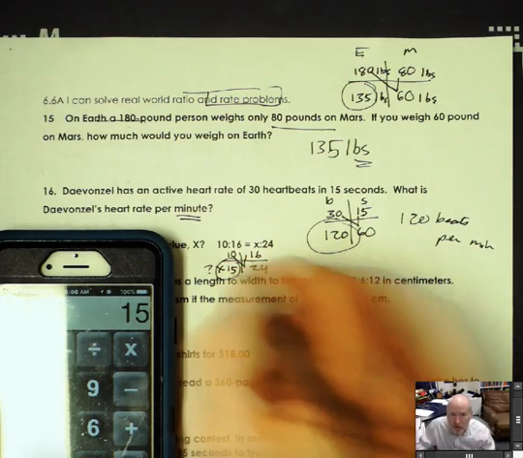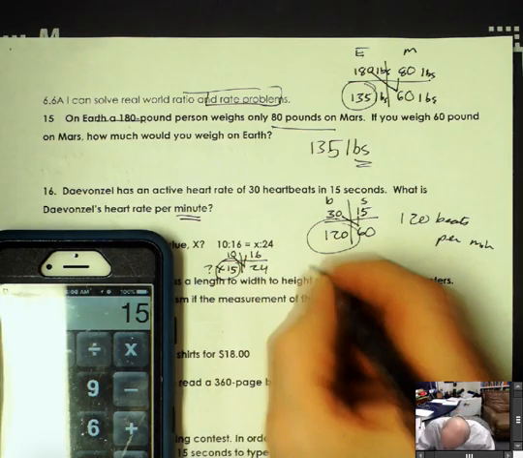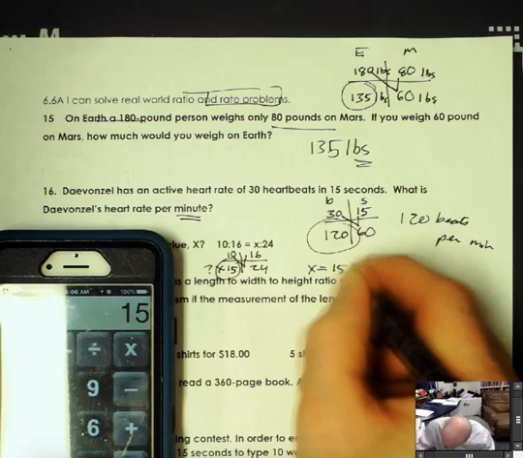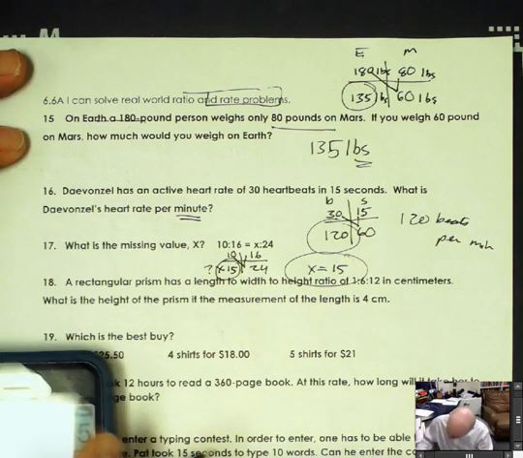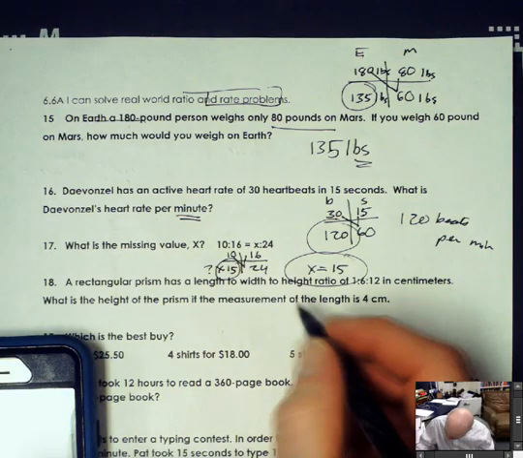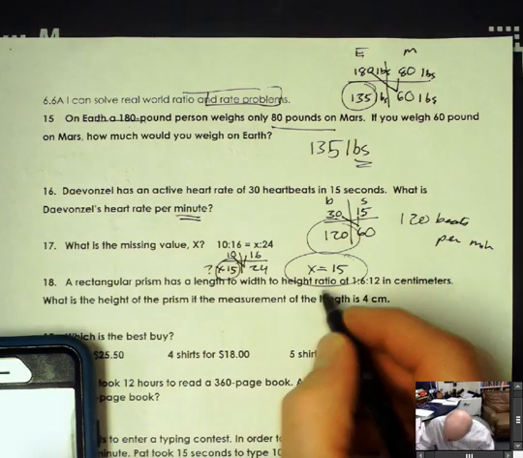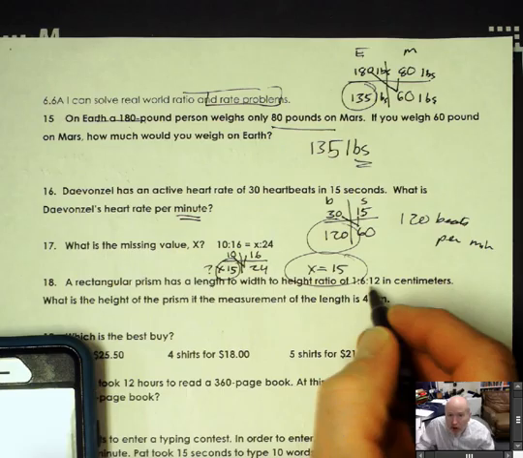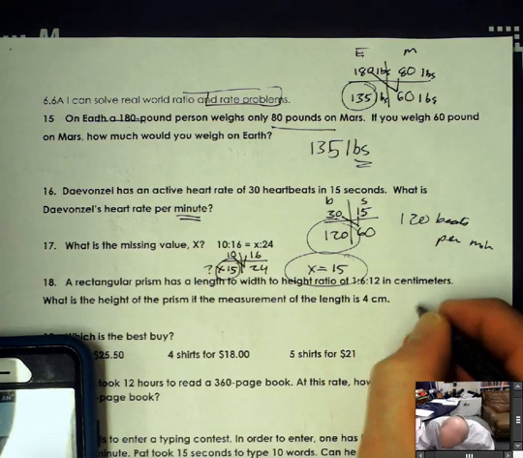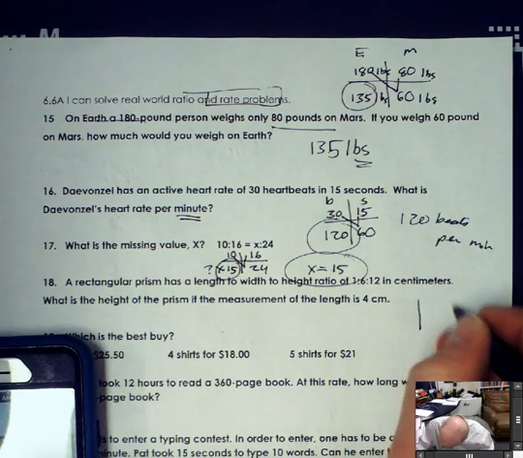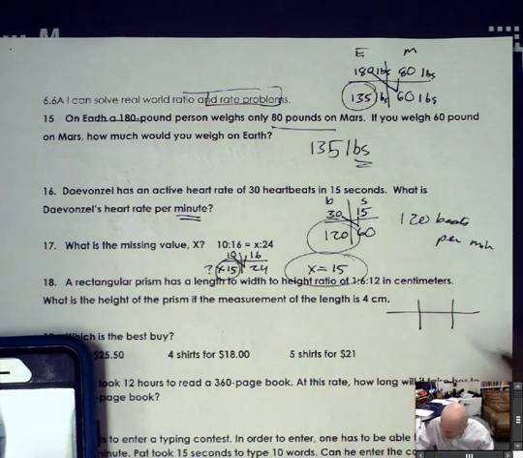X equals 15. So I'm going to go write that over here. X equals 15. Okay? All right. Let's move on down. We have a rectangular prism with a height ratio of 1 to 6 to 12. Oh boy, that's a double ratio, right? So we have to make a double ratio box. So instead of one cross, we end up with the double cross.